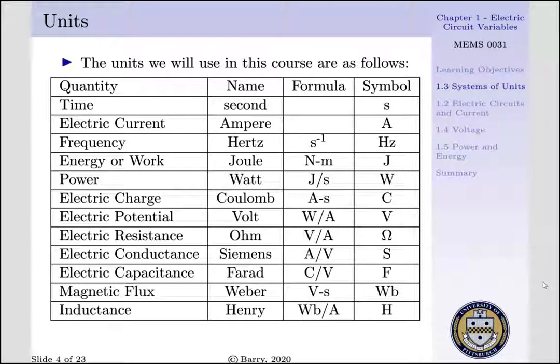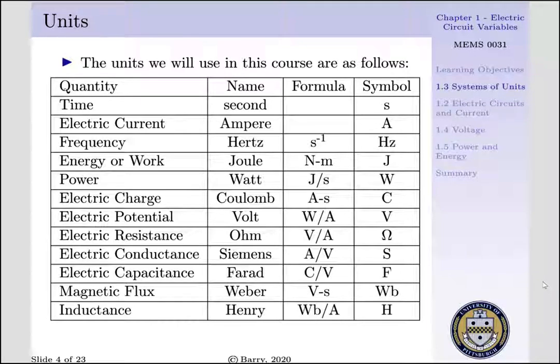For instance, time quantifies our unit of seconds, which has a symbol of s. Electric current is expressed as an ampere with symbol A. Frequency, known as hertz, has a formula of seconds to the inverse and has a symbol Hz. Energy or work has the unit joule, which is a newton meter and expressed by the symbol J. Power is expressed in watts, which is a joule per second, and has the symbol W.